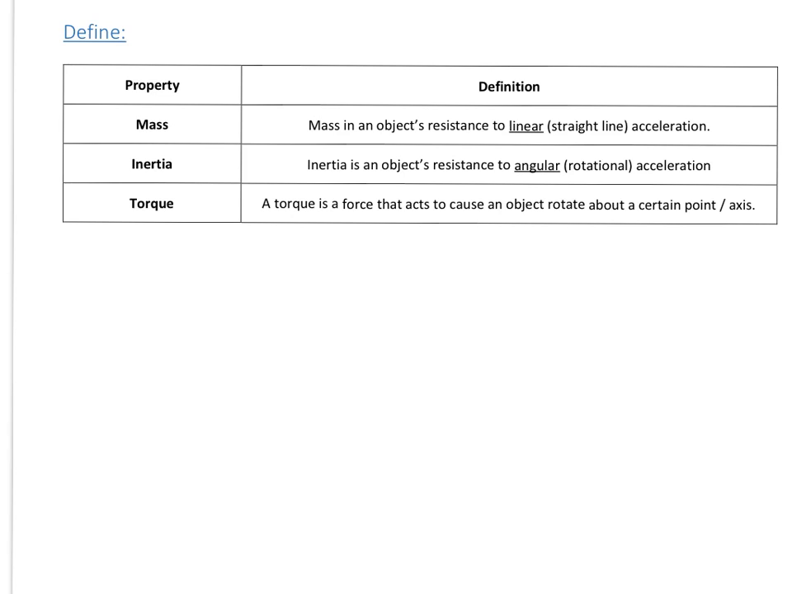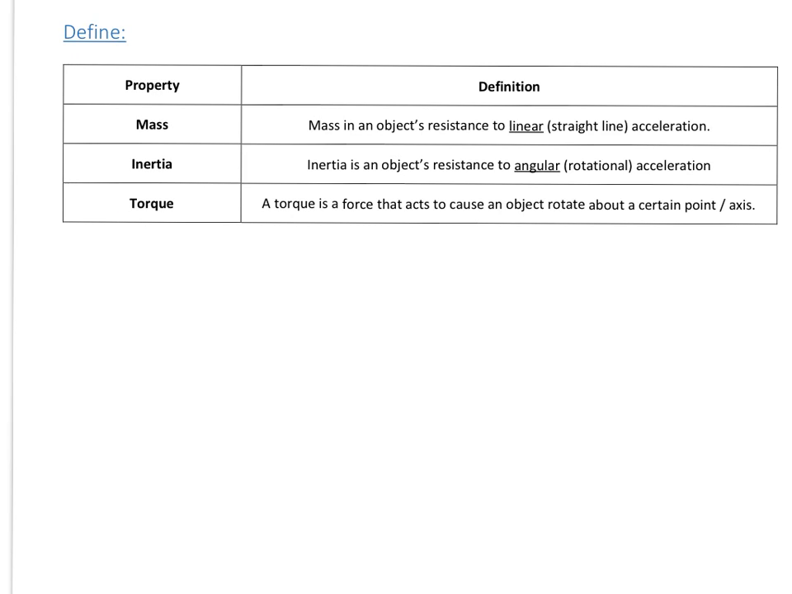And there's an equivalent in rotational motion. It's called moment of inertia, or sometimes inertia for short. That's an object's resistance to angular acceleration, and it depends on the mass as well, but there are other factors which affect it. It's not just the mass, it's where the mass is that's also important. But again, we'll get to the equations later on.